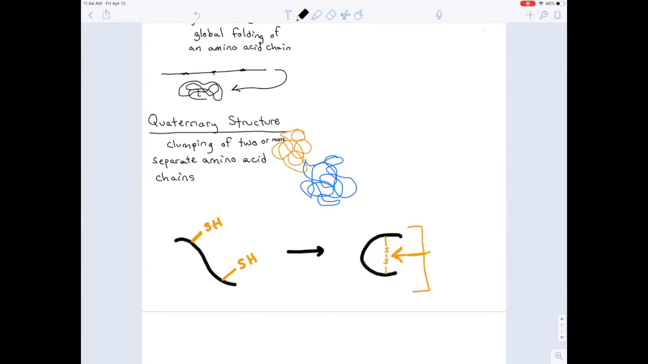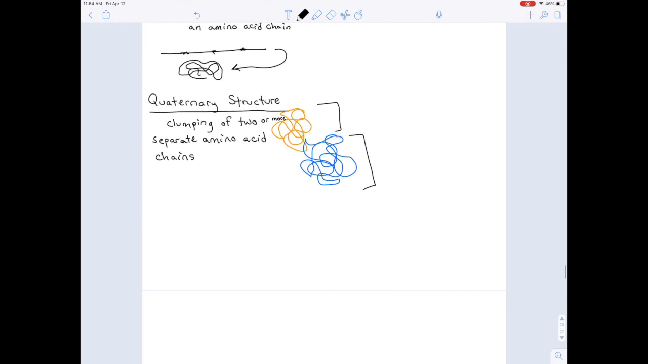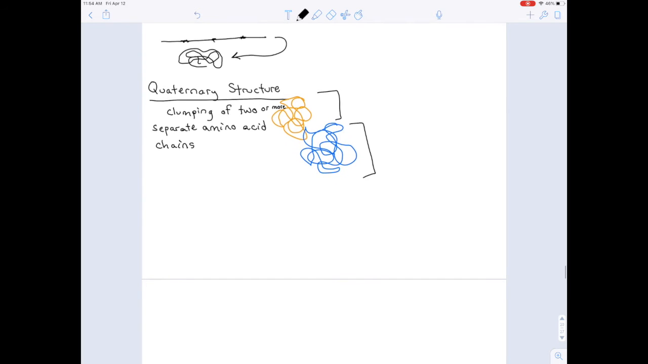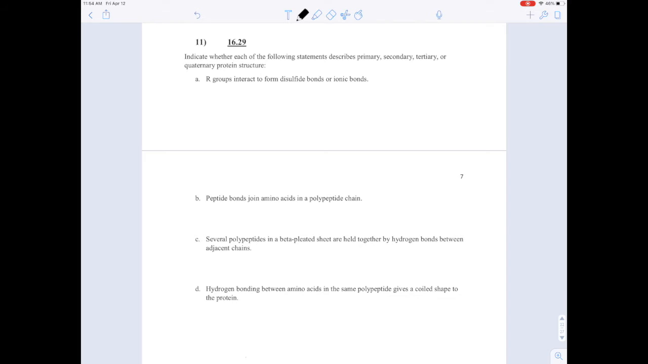And the quaternary structure is once you have a couple proteins, this orange one and this blue one, how they can clump together. So here you'd have several proteins clumping together through something other than covalent bonds. So through some type of intermolecular force. So those are the 4 levels of protein structure, and we want to look at these descriptions and determine which level of structure they belong to.